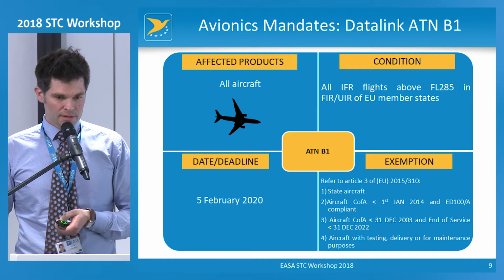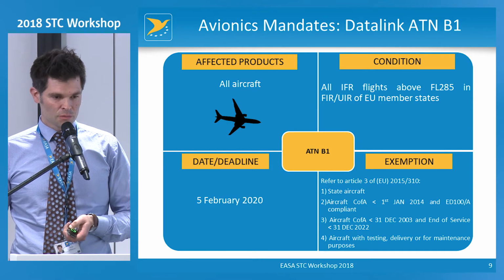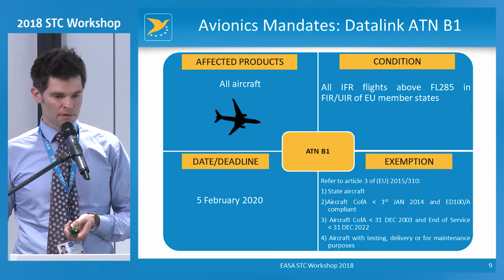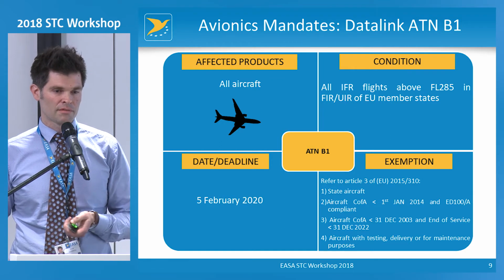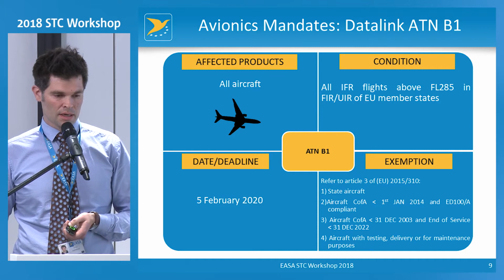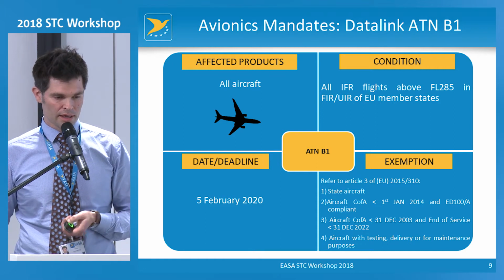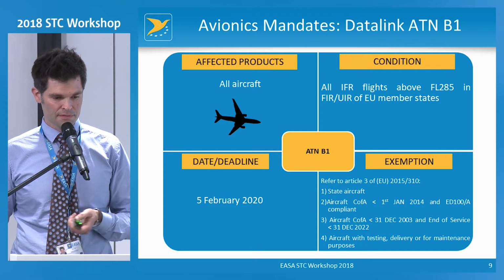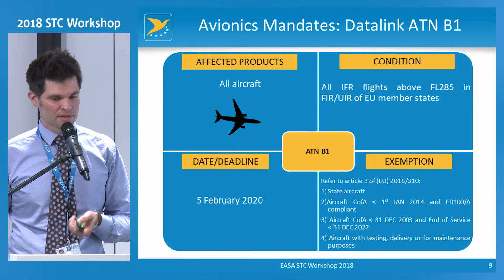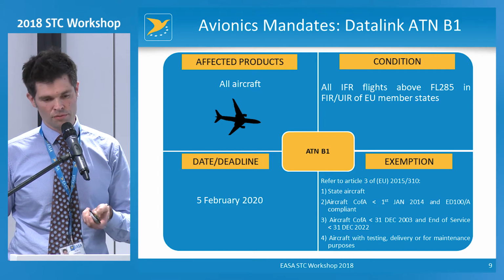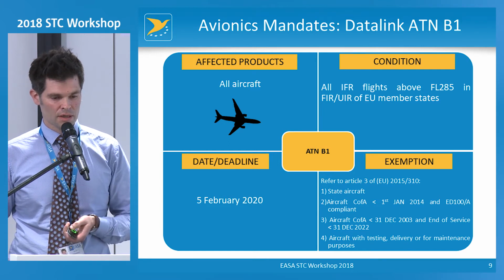Then Datalink ATN baseline 1. This is applicable to all aircraft, but aircraft in IFR flights flying above flight level 285. And the deadline is again 2020, the 5th of February. Here the exemption is difficult to read, but it is worth trying to summarize it.